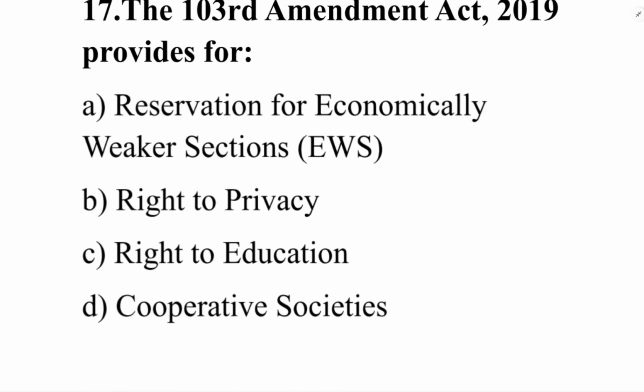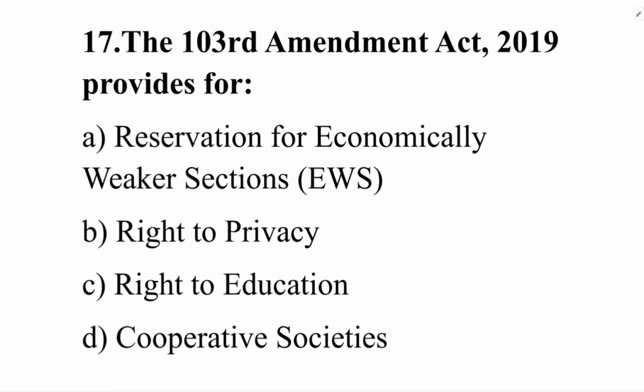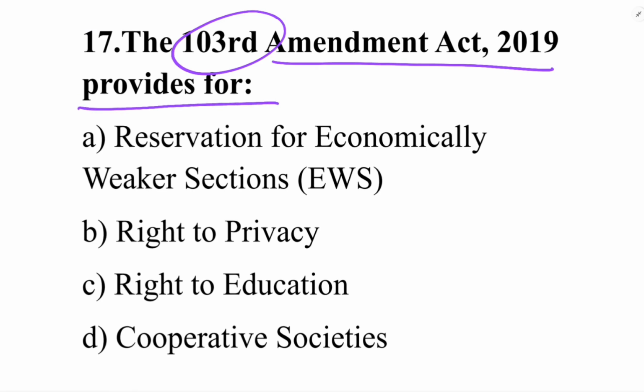Okay, we'll go for the next question. The 103rd Amendment Act 2019 provides for option A, reservation for economically weaker sections. Option B, right to privacy. And option C, right to education. Option D, cooperative societies. So the correct answer is option A, reservation for economically weaker sections.